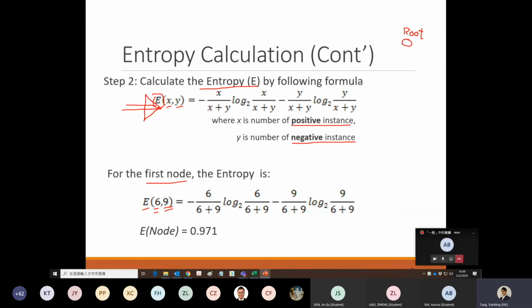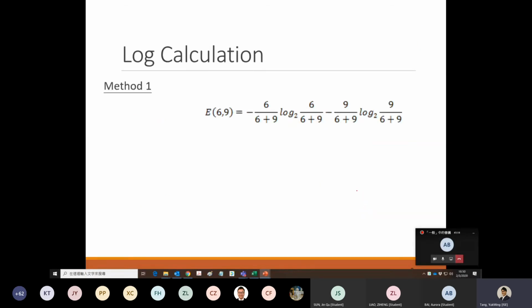Then we substitute these values into this equation. X is equal to 6, Y is equal to 9, and so on. This is very simple. We just substitute all these values of X and Y into this equation. It's very, very simple. And then we need to calculate this value, the entropy. Do you know how to do the calculation?